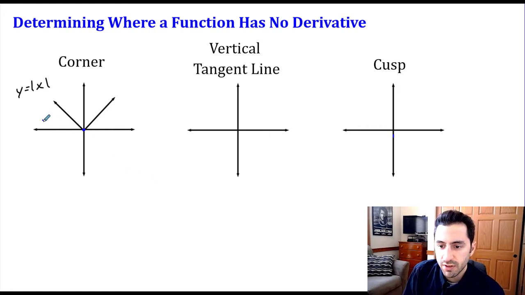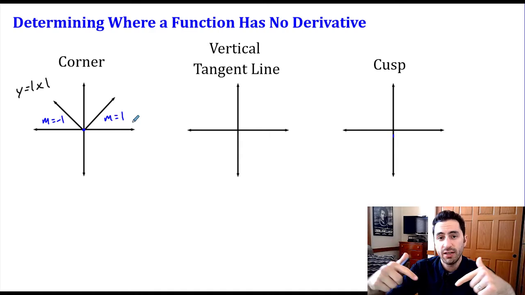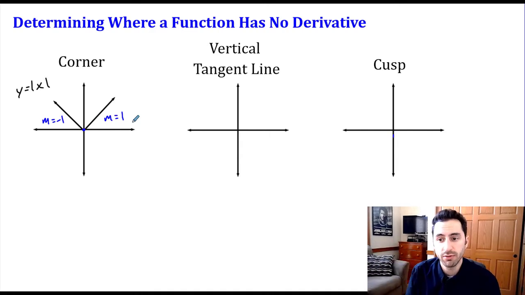Coming from the left, the slope of my graph is equal to -1, and therefore the slope of all those tangent lines is also -1. Coming from the right-hand side, my graph has a slope of +1, and same idea. The slopes of all the tangent lines have a slope of +1. So because the slopes of those two tangent lines are different as we're approaching 0, the derivative doesn't exist.